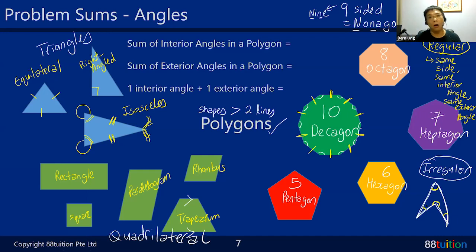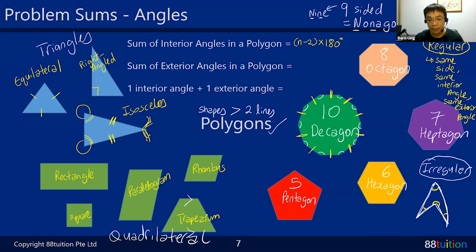Got 4 angles, but they are all different. Can you see or not? So you must know what it means by the word regular or irregular. And there are 3 very important formulas. Number 1, sum of interior angle: n minus 2 times 180. Right? N minus 2 times 180. N represents what? N represents the number of sides of the polygon.